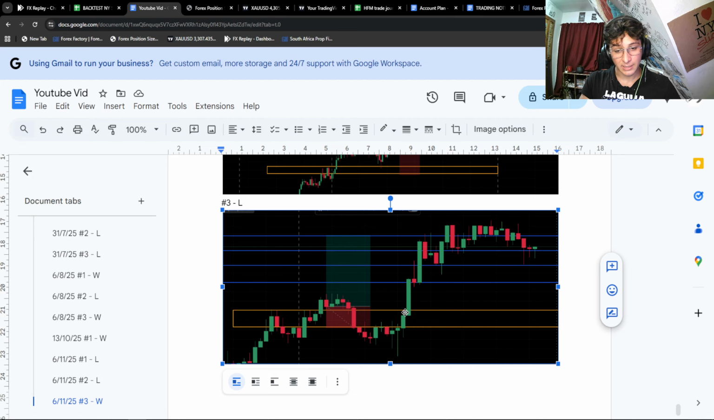And then it gave us a nice break of structure, inverse fair value gap over here, good entry, take profits down here or whatever, or even here. We could have set our stop loss down here and taken profits all day. But as you can see, we traded too early, so it swept up our stop losses and then reached up to our take profits. Okay?